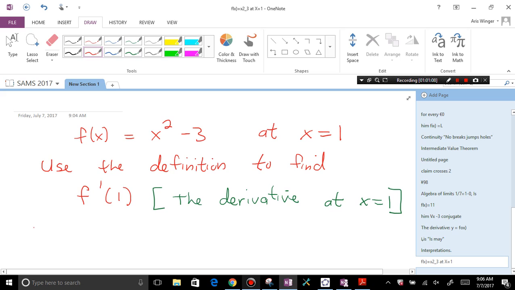The limit, so f prime of 1. So we can do this in a couple of ways. We can do what f prime of 1 is, or we can find f prime of x and then plug in 1.